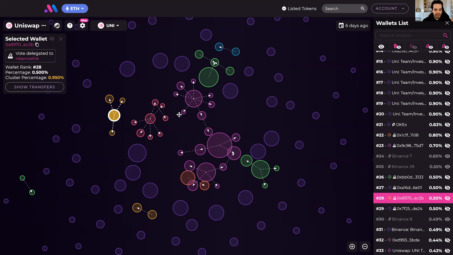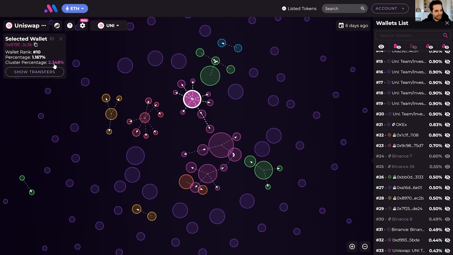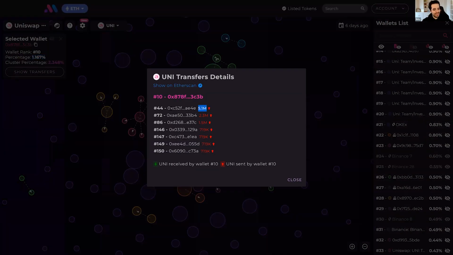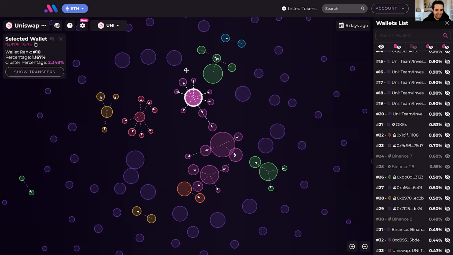So just to make it clear, those are the exact same holders as before, the same bubbles, except now links represent Uni transfers as opposed to Ethereum transfers. So for example, we have this guy, wallet number 10, who's holding 1.1% of the supply, who's been sending 5 million Uni to 44, 2.3 million Uni to 72. And they're forming this little pink cluster here.